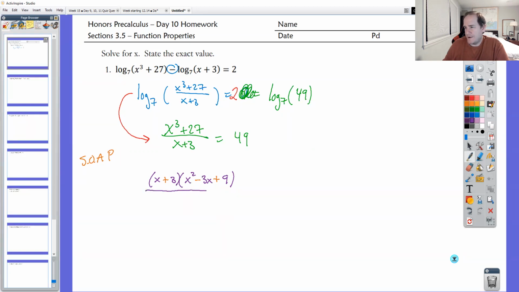Then in our denominator, we've got this x plus 3. And those guys are going to cancel. And the whole thing equals 49. So now you've just got an x squared minus 3x plus 9 that equals 49. So subtract 49 from both sides. And you've now got an x squared minus 3x minus 40.